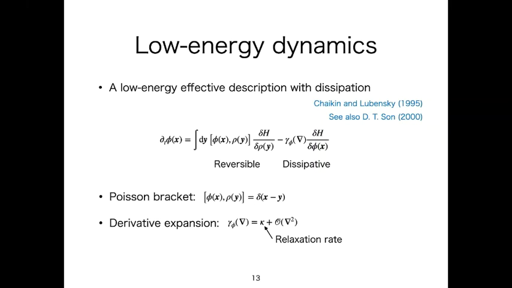So it consists of two parts. One is called the reversible term and the other the dissipative term, which keep or break time reversal symmetry respectively. The reversible term is determined kinematically or by symmetry constraints.